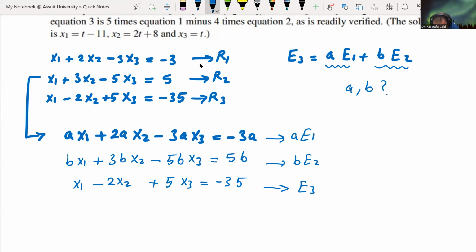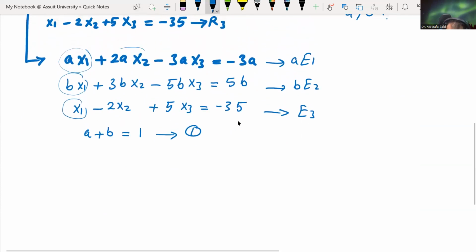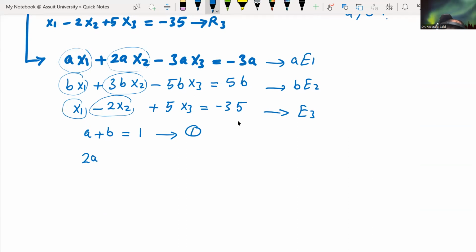What does that mean? When we add this term plus that term, it should give us that term. So the first equation is A plus B should be equal to 1. That's the first equation in A and B. We should also say that when we add 2A x2 plus 3B x2, that should be equal to minus 2 x2. That's the second equation: 2A, not 3A, plus 3B should be equal to minus 2.